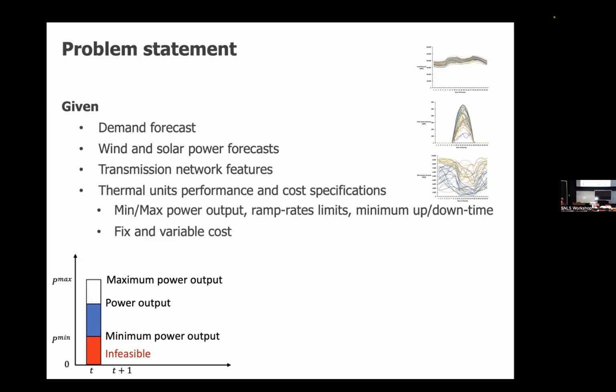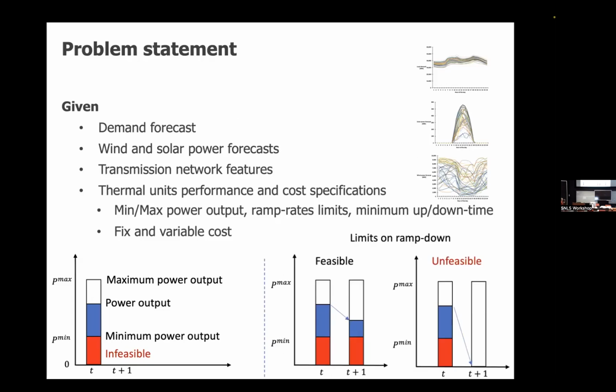Then there are limits on the ramp down and ramp up. That means that if you have a unit that at time t is producing at this level, in the next hour, it cannot ramp from this value to 0. That means that it has to ramp, for example, to this value, and in the next hour to the minimum, and then it can go to 0.